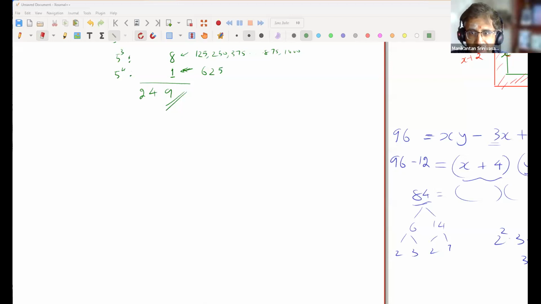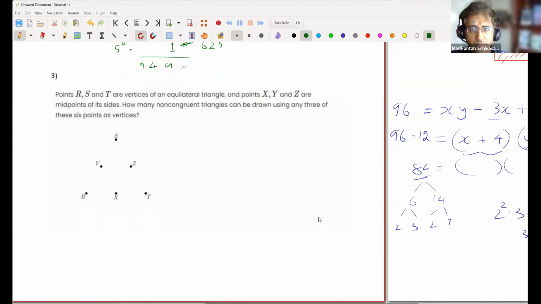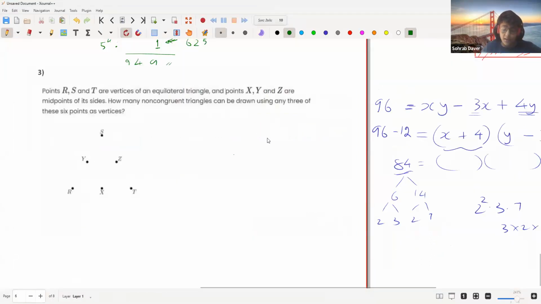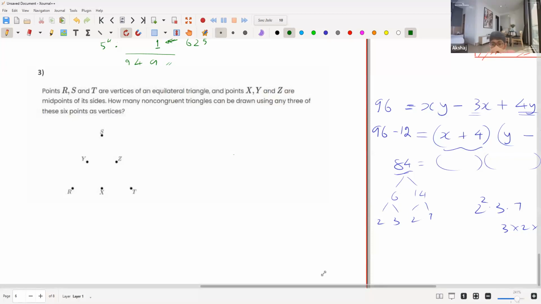Cool. So this is the third question. All right, Saurabh, what did you get on this one? For the third one, I don't know. I drew the diagram, but then I didn't understand it. Okay, Arnav, what did you do? I got 4. Okay. What about Rachit? Yes, sir, even I got 4. Okay. Anyone else got a different answer? Akshaj, you got something else? I got 4. So which are those 4?